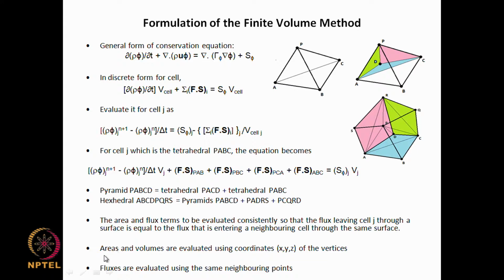So, consistency is something that we should ensure. In this sense, the areas and volumes are evaluated using the vertices that define this control volume and the control surface. For example, you have these four vertices identifying this tetrahedral element, and they also identify the individual areas here, and fluxes are evaluated using the same neighboring points. We will elaborate on this now so that we have a good understanding of it.